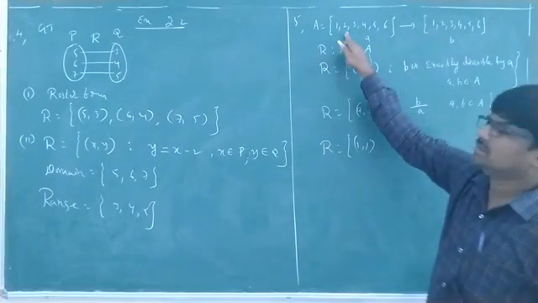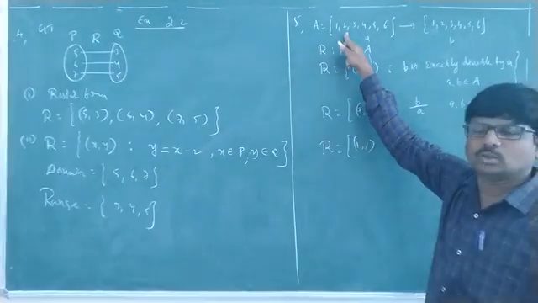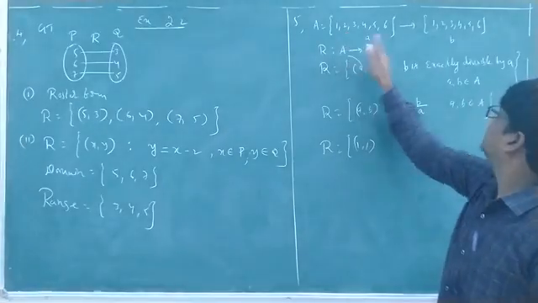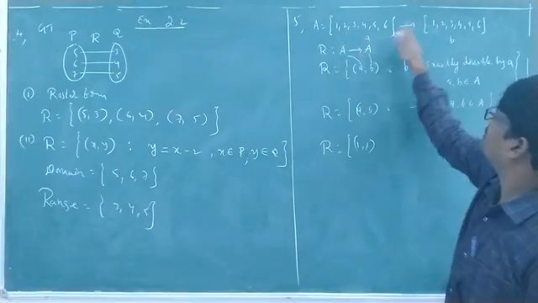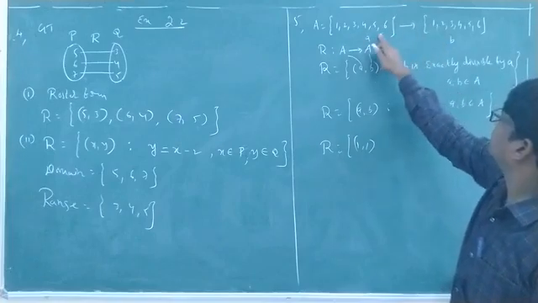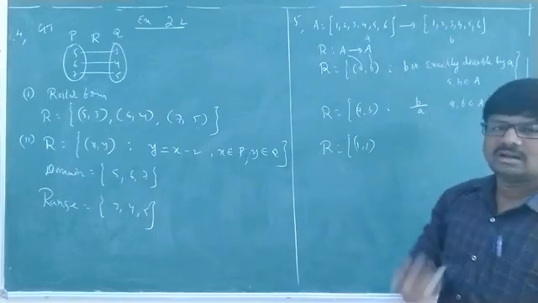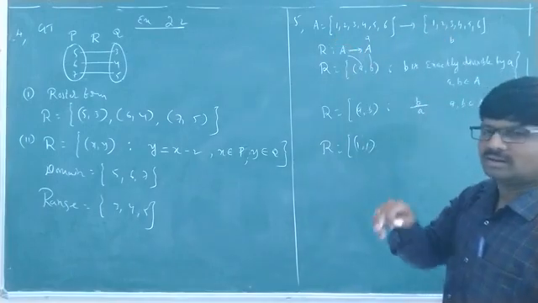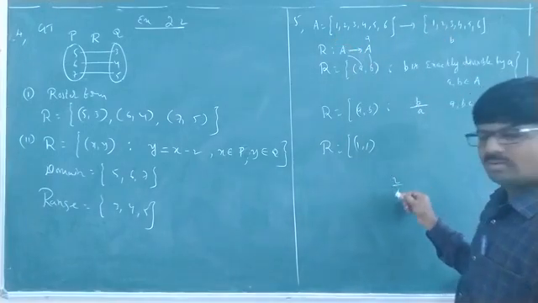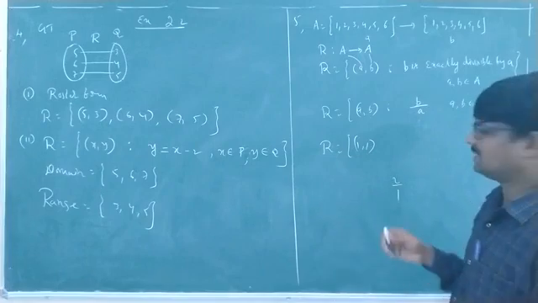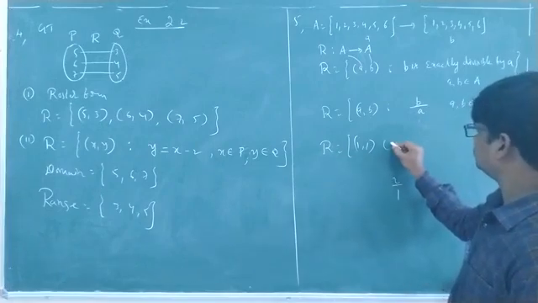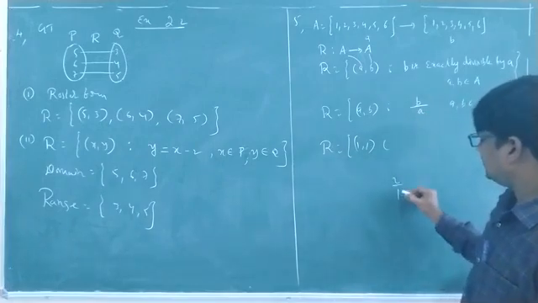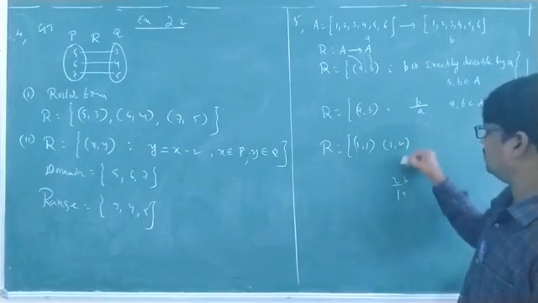Next, 1 by 2: no, 2 does not divide 1. Next 1 by 3, 1 by 4, 1 by 5, 1 by 6: these are not divisible. Next take 2. 2 by 1 means 2 only, so it divides exactly.